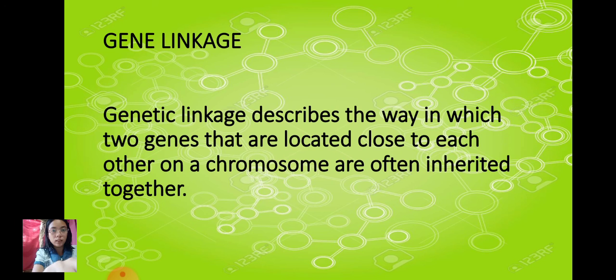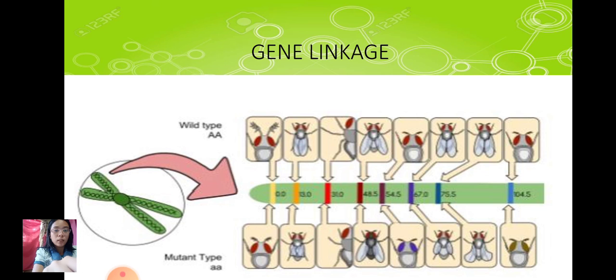Genetic linkage describes the way in which two genes that are located close to each other on a chromosome are often inherited together. Some combinations of wing shape and body color are inherited together. Fruit flies that have brown bodies are more likely to have normal wings, while fruit flies that have black bodies are more likely to have vestigial wings.